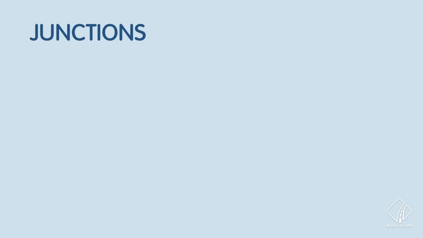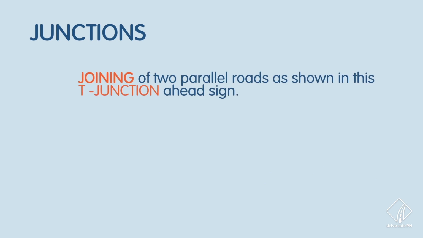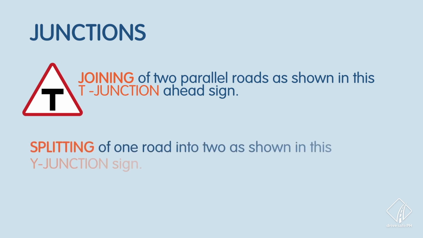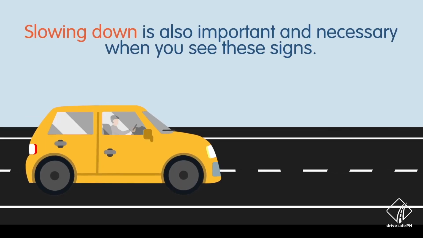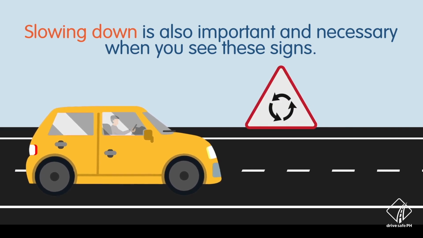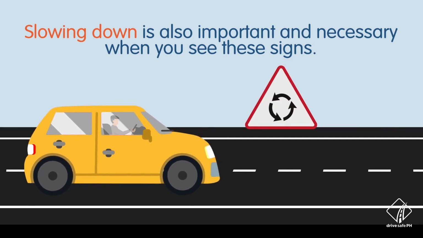Before the signs on junctions, let us define what it means. Junctions may either mean joining of two parallel roads, as shown in this T junction ahead sign, or the splitting of one road into two, as shown in this Y junction sign. Slowing down is also important and necessary when you see these signs, including the roundabout or rotunda ahead warning sign.